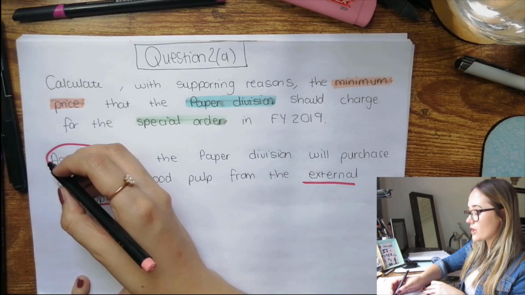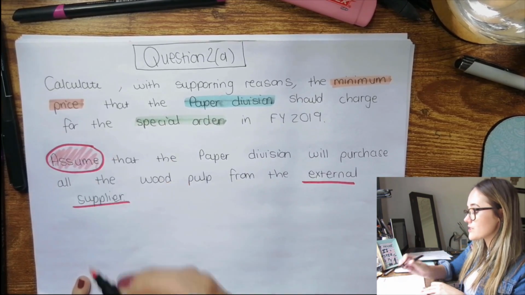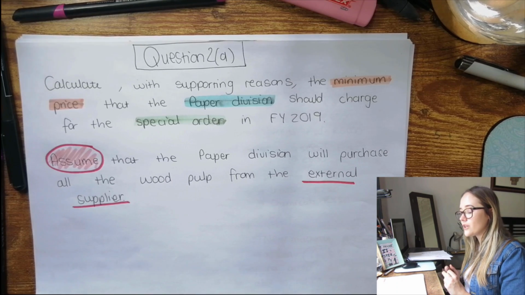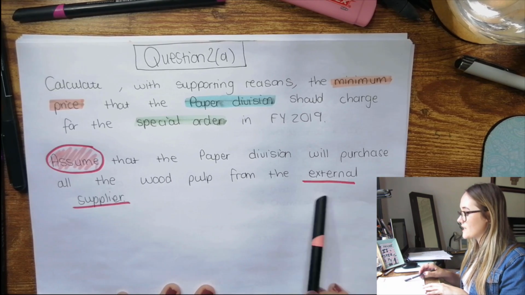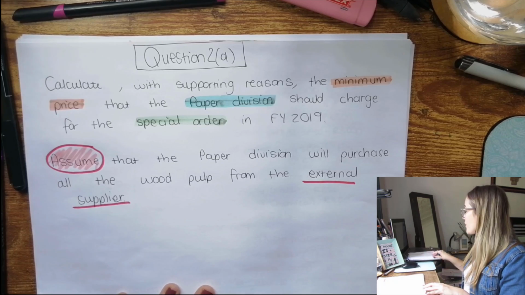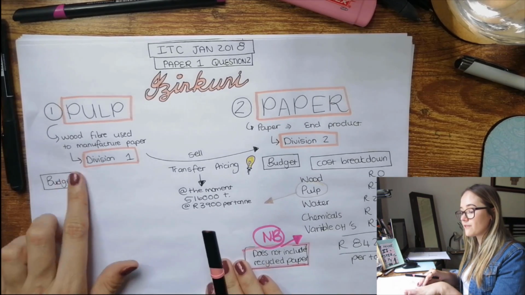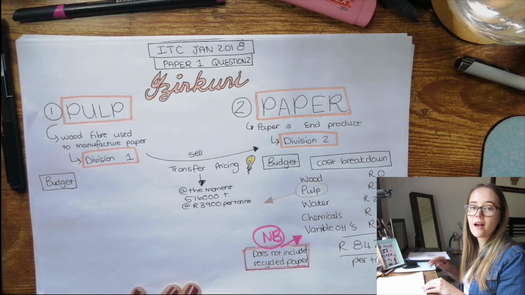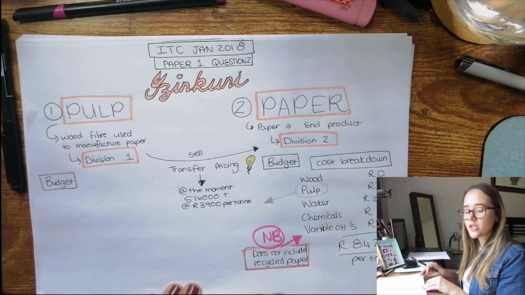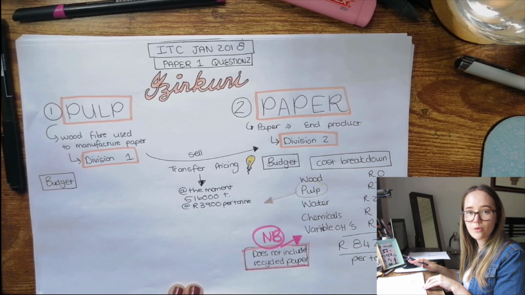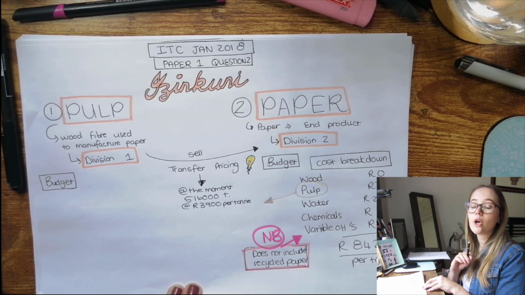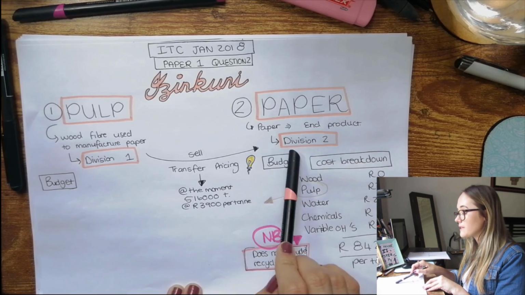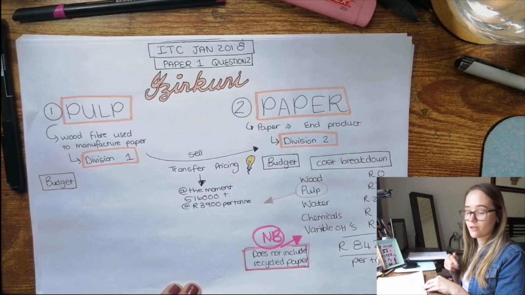Very important to note that they told you to assume that the paper division will only purchase the wood pulp from the external supplier. So we're not using this pulp division for our pulp. We are using the external supplier, which we have a price for. So there's no transfer pricing in this question. In question 2A, we are only looking at the paper division buying from an external party.